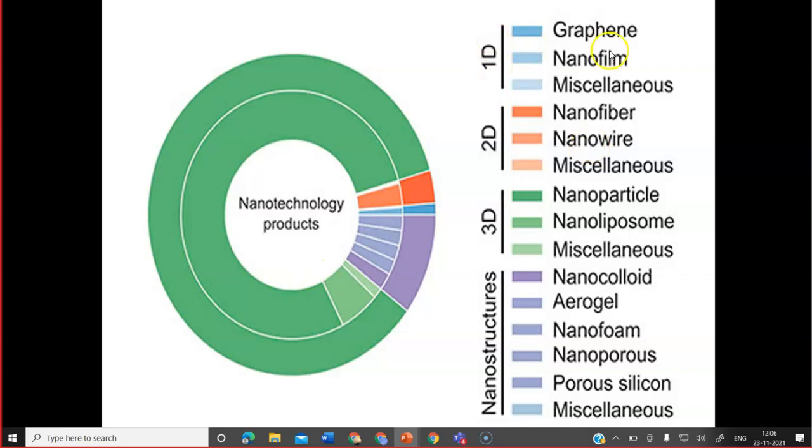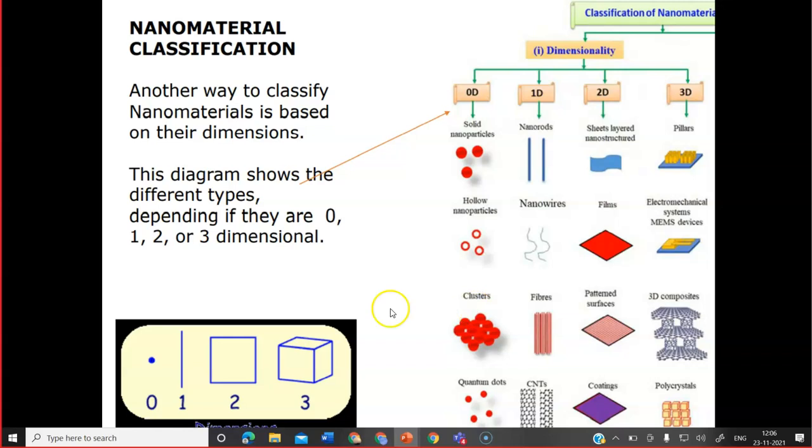So you can just see, 1D means graphene, nanofilm, miscellaneous. These are nanotechnology products. What are the products of 1D? Graphene. We are going to study this, nanofilm and miscellaneous. What is the 2 dimension? Nanofiber, nanowire, miscellaneous. 3D: nanoparticle, nanoliposomes and miscellaneous. And then nanostructure: nanocolloid, aerogel, then nanofoam, nanoporous, porous silicon, miscellaneous. So nanostructures, 3D, 2D, 1D, these are nanotechnology products. We are going to see a few of them.